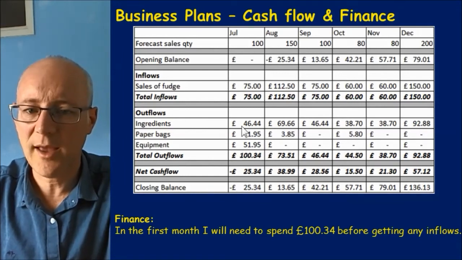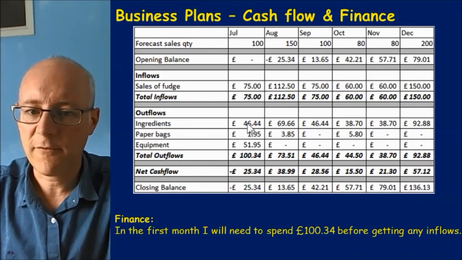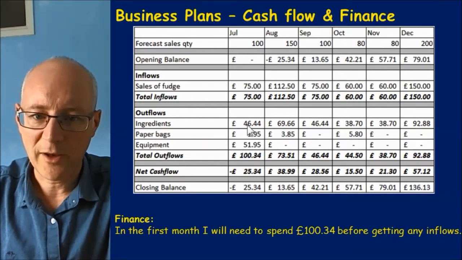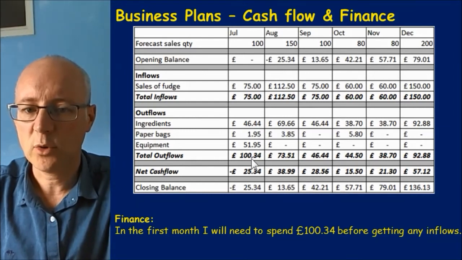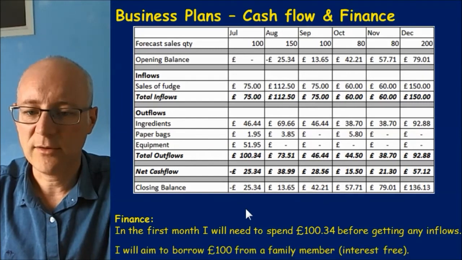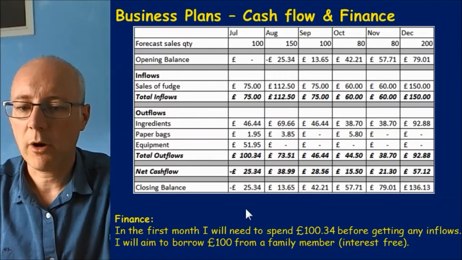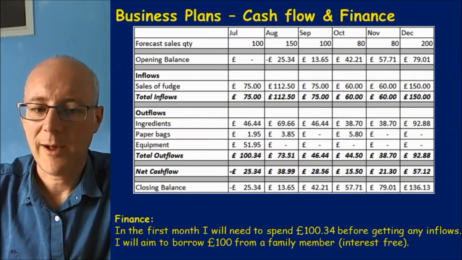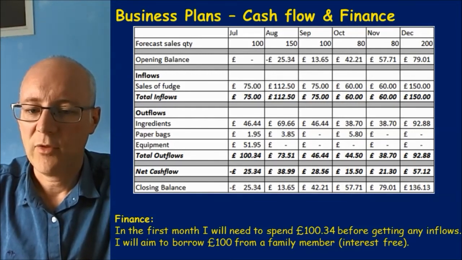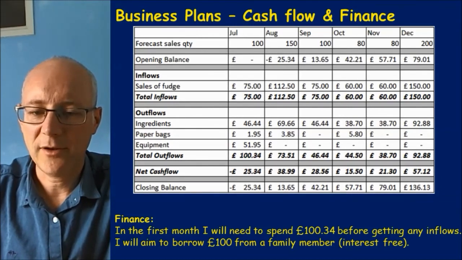Now, I mean, you could say that I could buy just some of my ingredients and make half the fudge for, what would that be, £23.22, which would bring that down. But actually, what I'm going to say is, let's assume that I'm going to be able to borrow £100 from a family member, and the advantage of borrowing from a family member is hopefully they'll lend that to me interest free. We'll forget about the 34 pence for a moment.